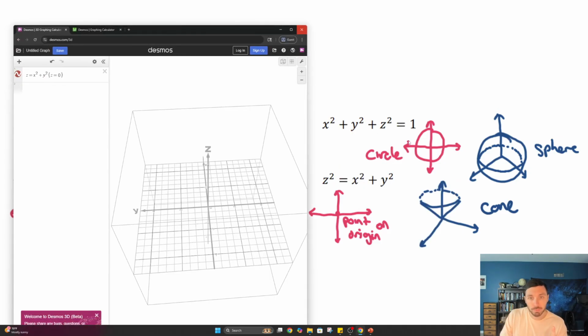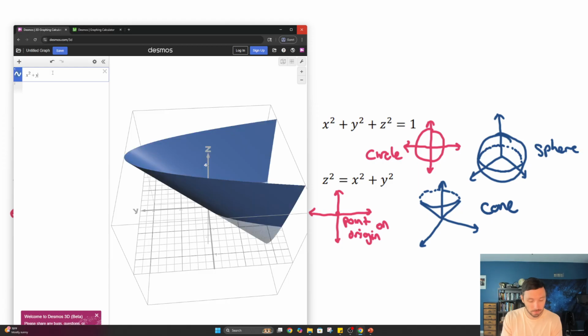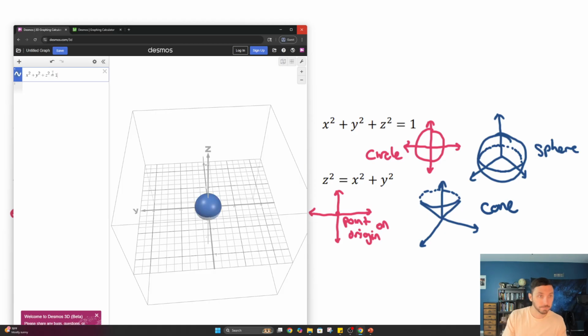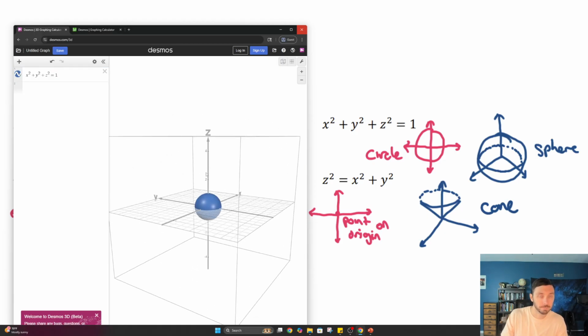All right, so the next one, we know that x squared plus y squared equaling a number is some circle. So what if we add a z squared? x squared plus y squared plus z squared equal to 1. We end up getting a sphere. And I can play around with this a little bit.